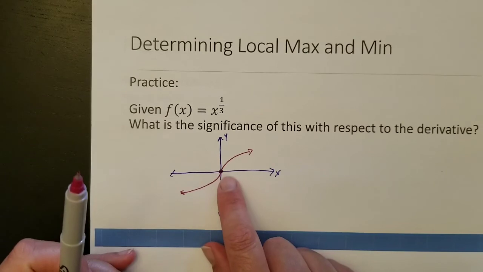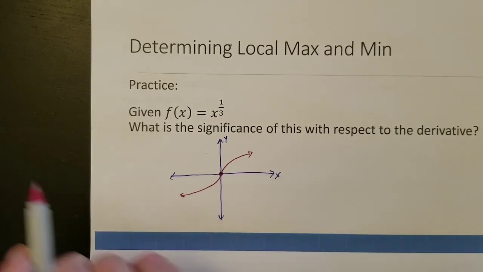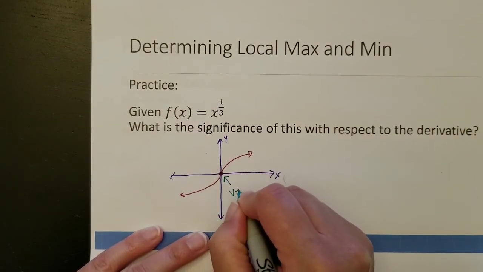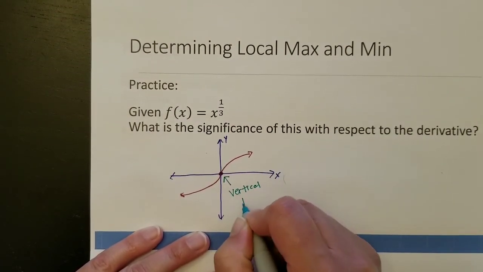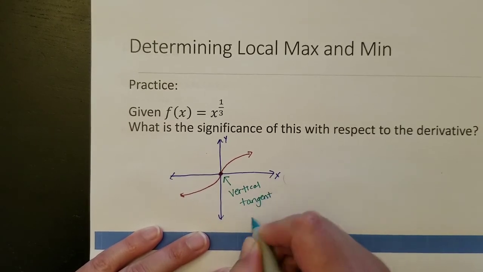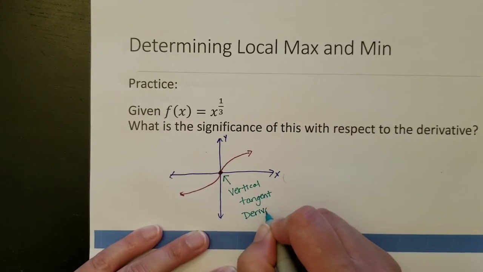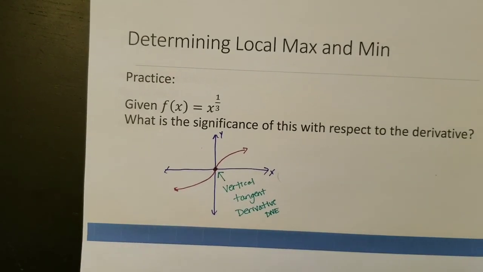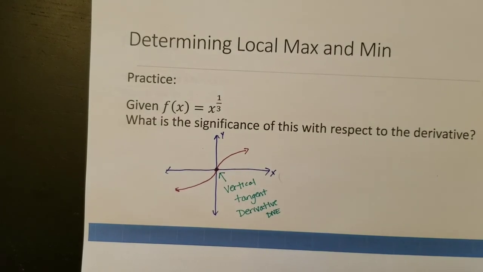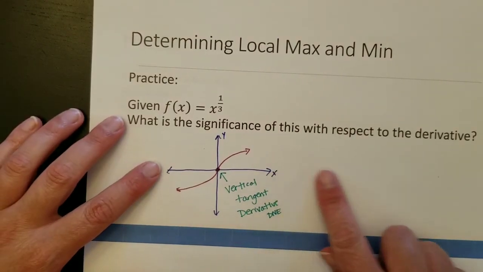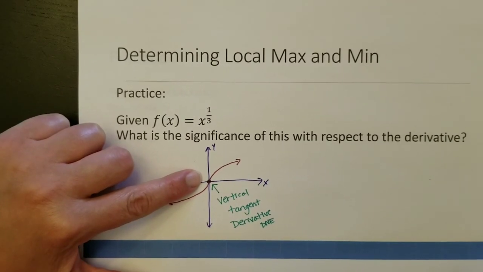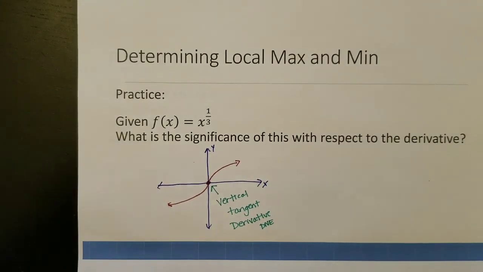So this is a continuous function. There's no gaps in the function. It is defined, but at this point it has a vertical tangent, which means the derivative does not exist. It doesn't necessarily mean that it's a turning point. You absolutely can just have some kind of inflection point at that area where the derivative doesn't exist, but the function still does, and it doesn't change from increasing to decreasing or vice versa.